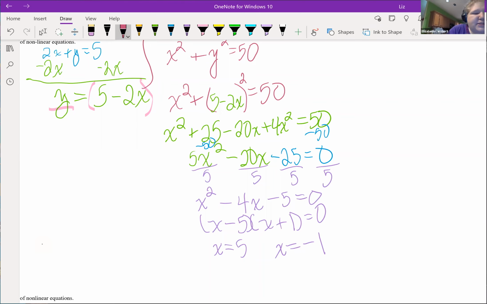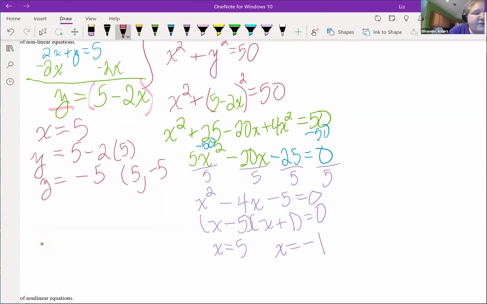All right, so let's start with our first one, x equals 5. And look, I already have y equals 5 minus 2 times whatever x is, in this case, 5. So 5 minus 10 is going to be negative 5. So that gives us a solution of 5, -5. That is our first solution.